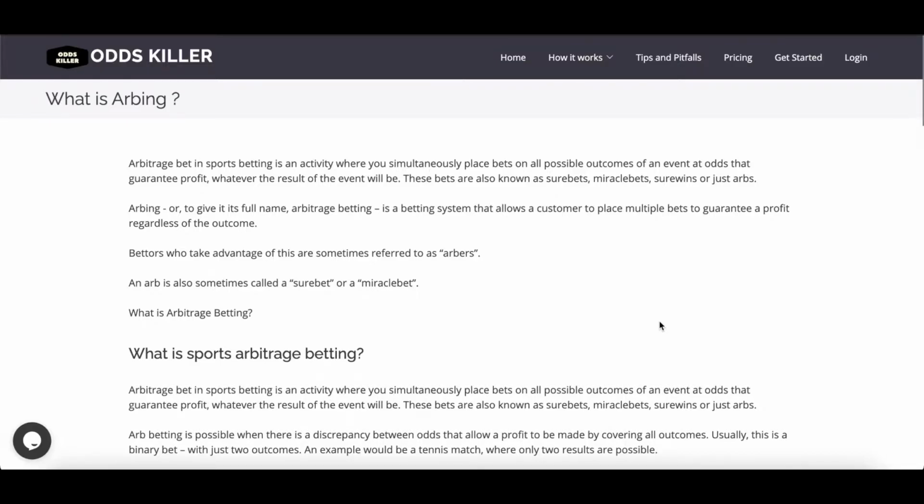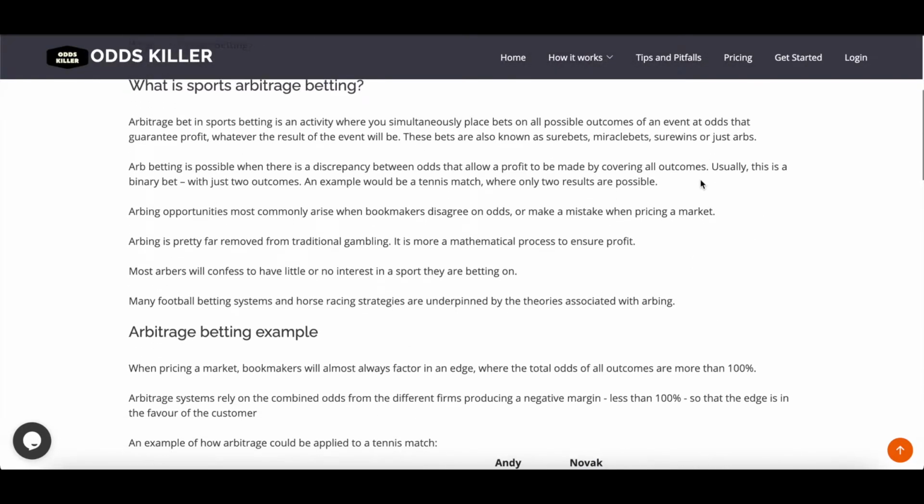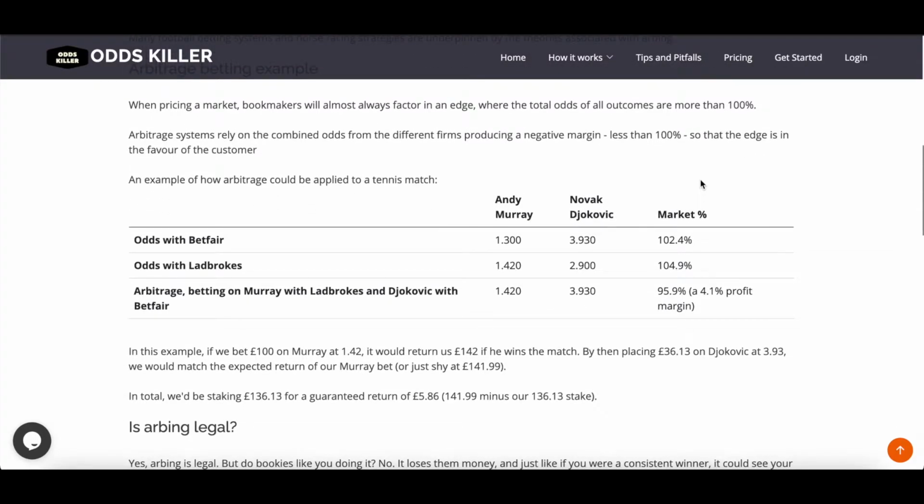In this video, I'm going to talk about what arbitrage betting is and how you can make money from it. So arbitrage betting is an activity where you simultaneously place bets on all the outcomes of an event in a way that you make a profit at the end of the game, no matter who wins. So you must be thinking, how is that possible? So let's take an example.